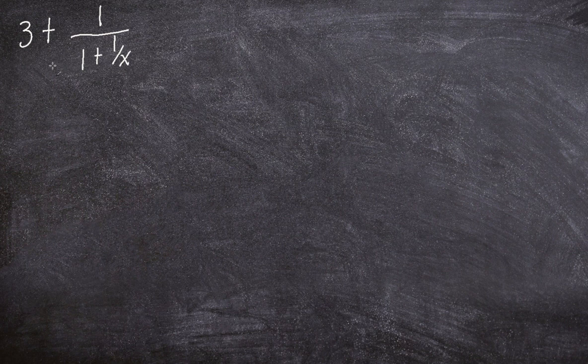Okay, let's look at this one. 3 plus 1 over 1 plus 1 over x, okay? Every time I've ever tutored this class or taught a class like this in algebra, this problem always trips up students. So let's go ahead and figure it out. I would say the first thing to do for this problem is to simplify this denominator as much as you possibly can, okay?